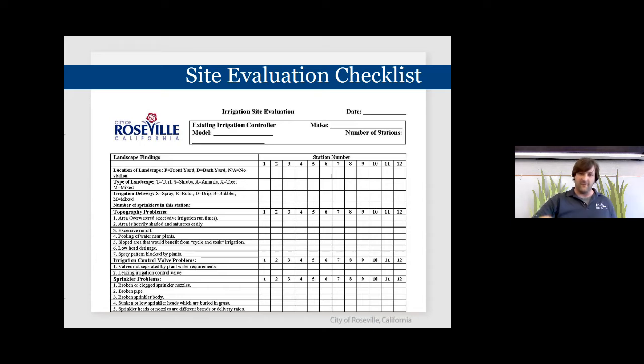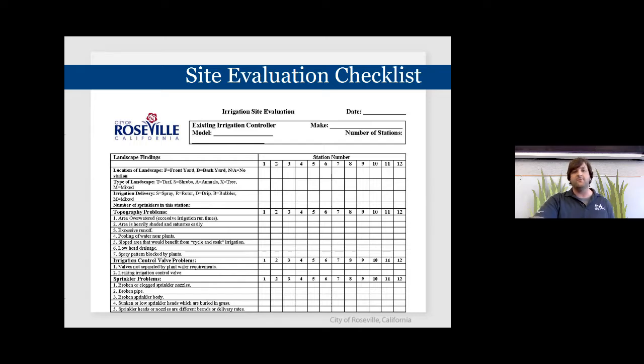So as we're going through, we fill out a site evaluation checklist. Your station numbers are up there in the corner, and you can mark down all the different little issues you might see, like maybe the area is heavily watered and saturates easily, or there's excessive runoff that begins after just a couple minutes. These are all different things that you can check mark on each station.